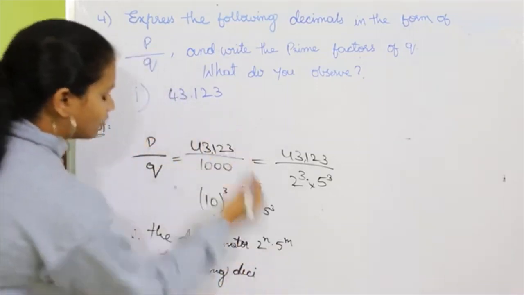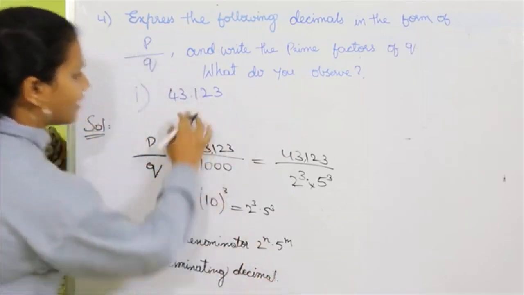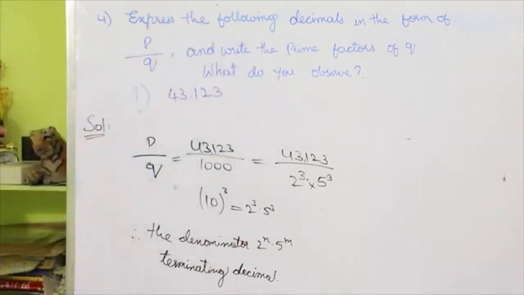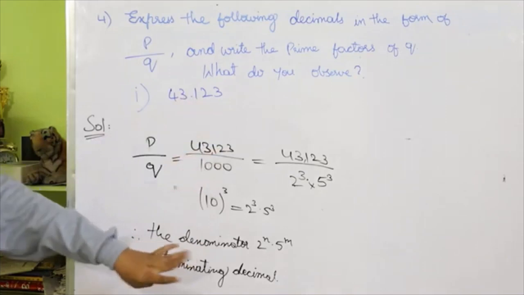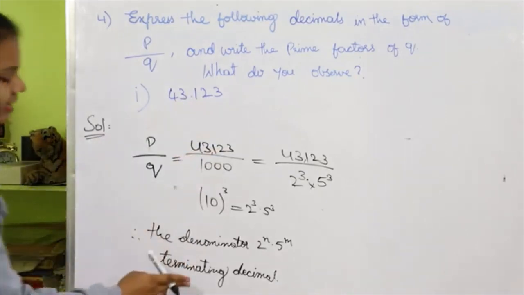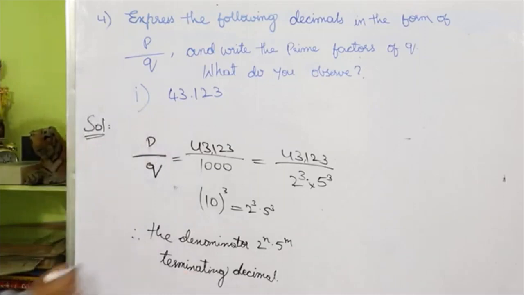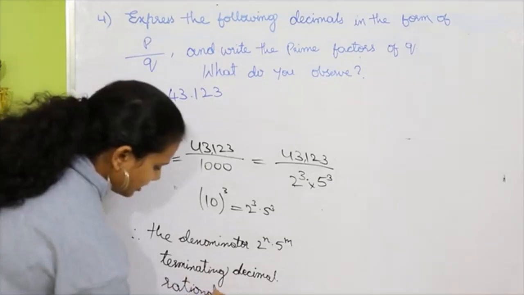That's what we got, 1, 2, 3, guys. It's not extended like 3, 3, 3, 3, 3. It's not gone like that. We have a finite decimal, 43.123. So therefore this is the terminating decimal, and hence this will be a rational number.